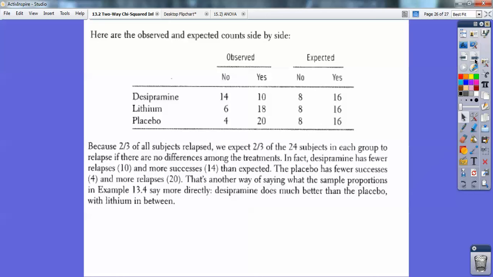In fact, desipramine had fewer relapses, 10, and more successes, 14, than expected. The placebo had fewer successes, only 4, and more relapses, 20. It's another way of saying what the sample proportions in example 13.4 say more directly: desipramine does a much better job than the placebo. So as long as it's a lot better, we can reject our null hypothesis.